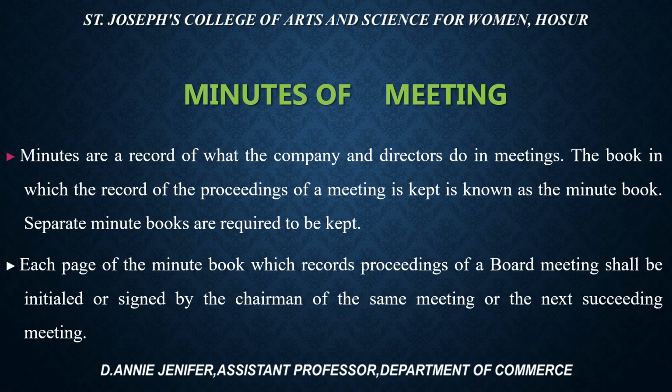What are minutes of a meeting? Minutes are a record of what the company and directors do in a meeting. The book in which the record of proceedings of a meeting is kept is known as the minute book. Separate minute books are required to be kept. Each page of a minute book which records proceedings of a board meeting shall be initialed or signed by the chairman of the same meeting or the next succeeding meeting.